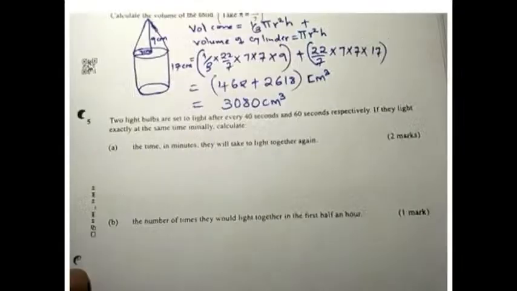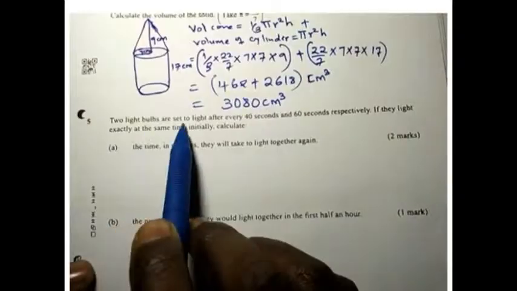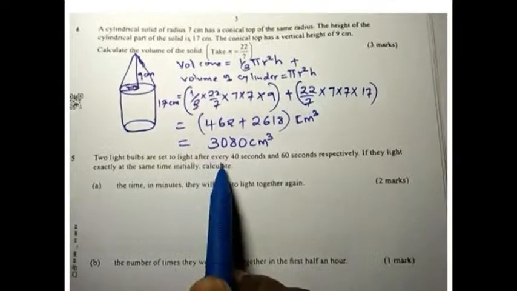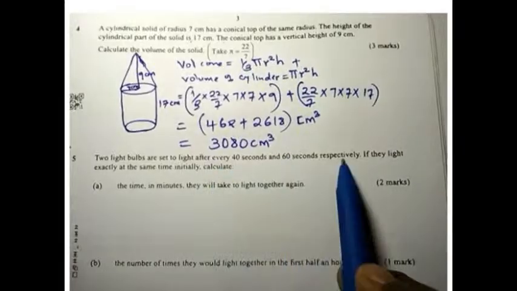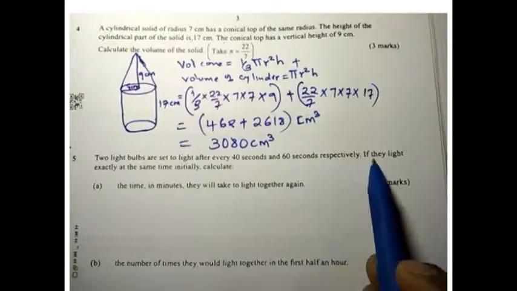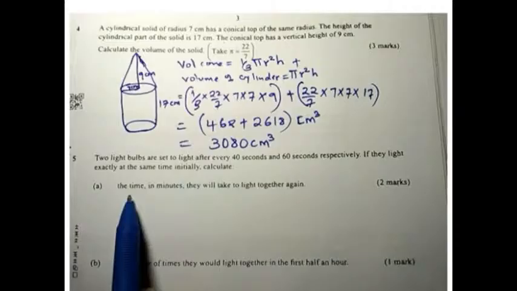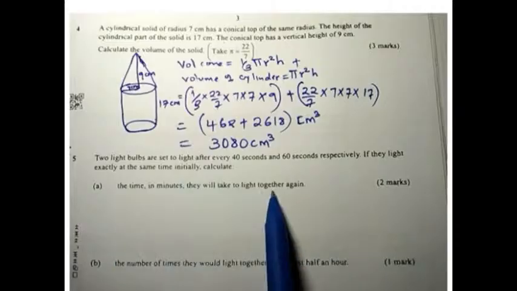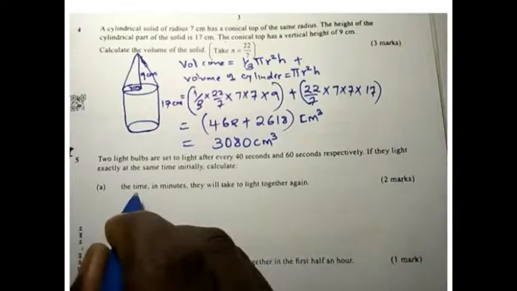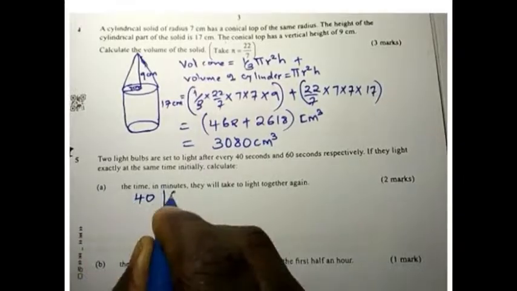Two light bulbs are set to light after every 40 seconds and 60 seconds respectively. If they light exactly at the same time initially, calculate the time in minutes they will take to light together again. Here you are supposed to find the LCM of 40 and 60.